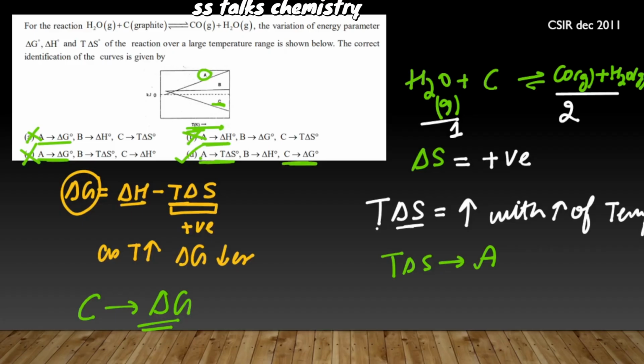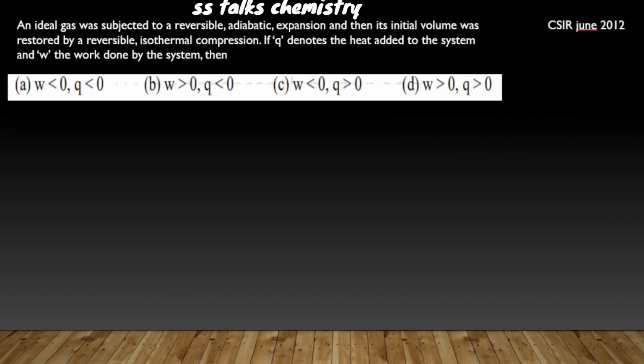So option D obviously becomes the right answer. Okay, next, this question now. An ideal gas was subjected to a reversible process. It means the one which we carry out very slowly.